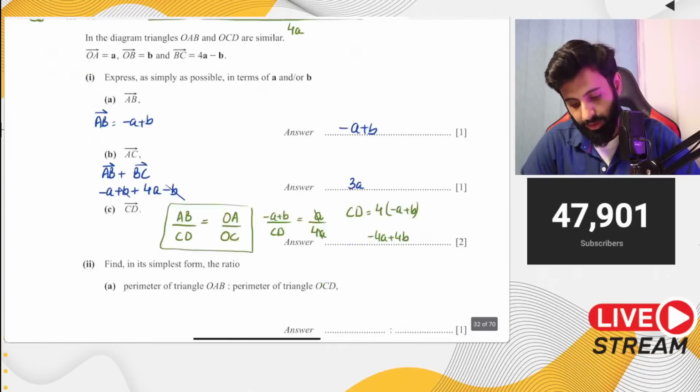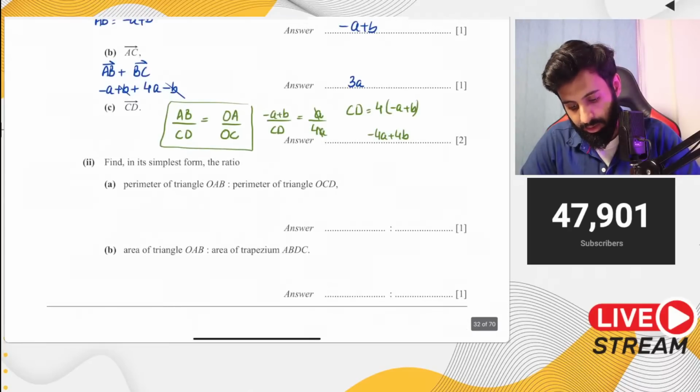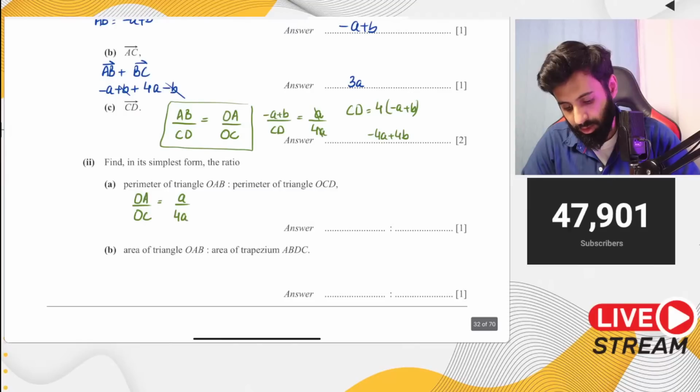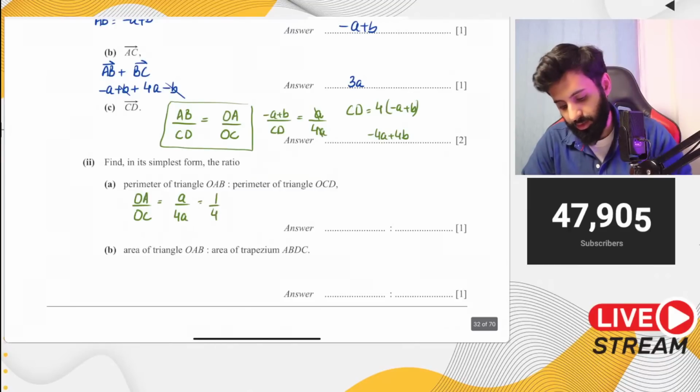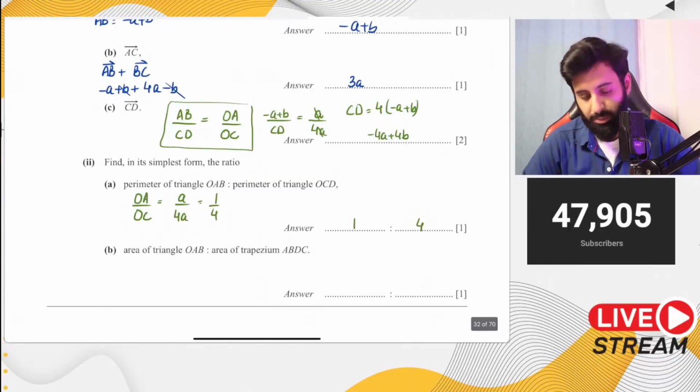Okay. So in order to find out perimeter, all you can do is take OA and divide it by OC, and that's good enough. OA is A and OC is 4A, so that means 1 upon 4. So 1 is to 4. Okay, like I said, on seeing perimeter, don't freak out that this is something that we haven't learned. It's treated the same way as any other length.